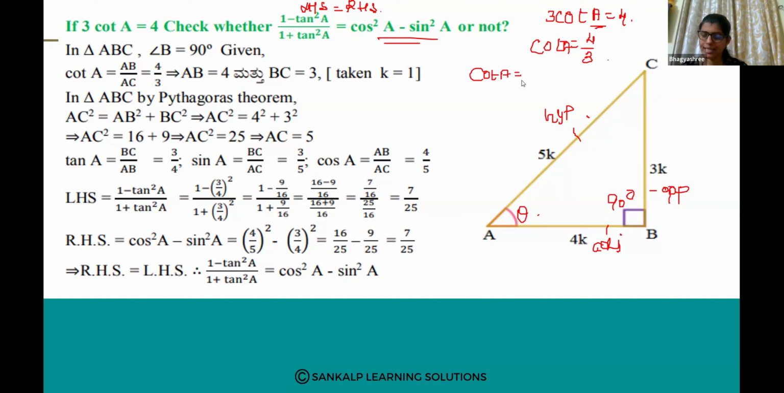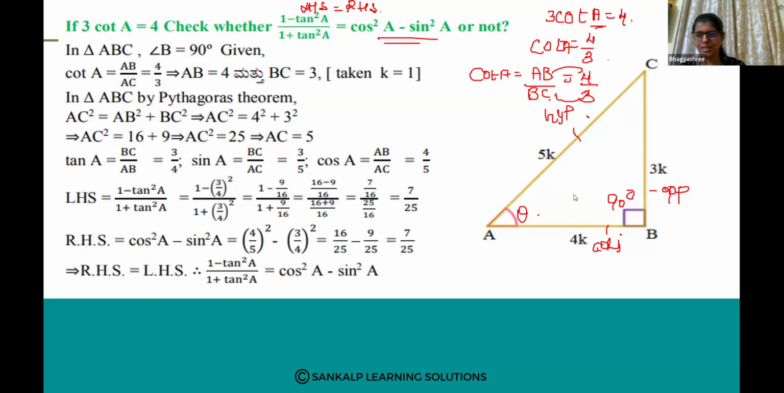Cot A means adjacent side divided by opposite side. Adjacent side is AB, opposite side is BC. So AB value is 4, BC value is 3. Right? Cot A value is 4 by 3. So cot A means AB divided by BC. So AB value is 4.